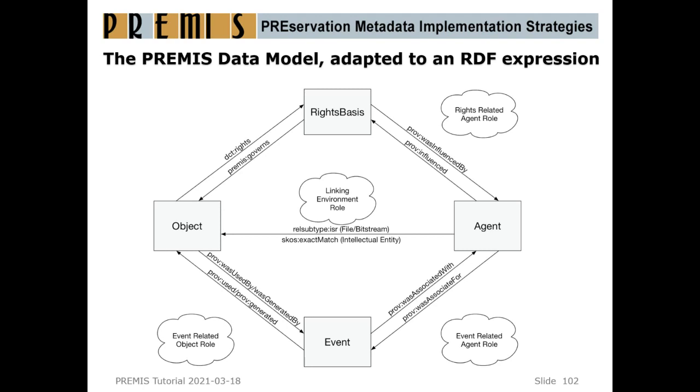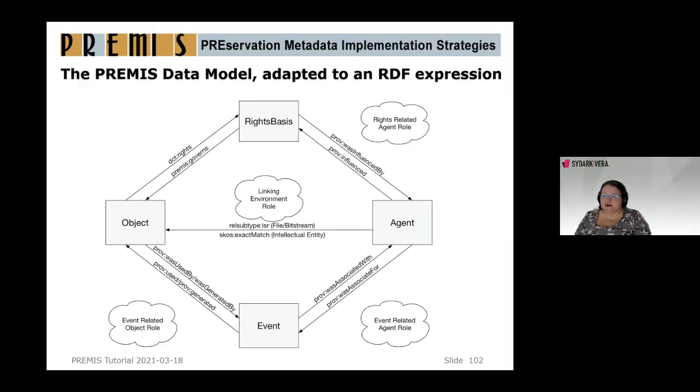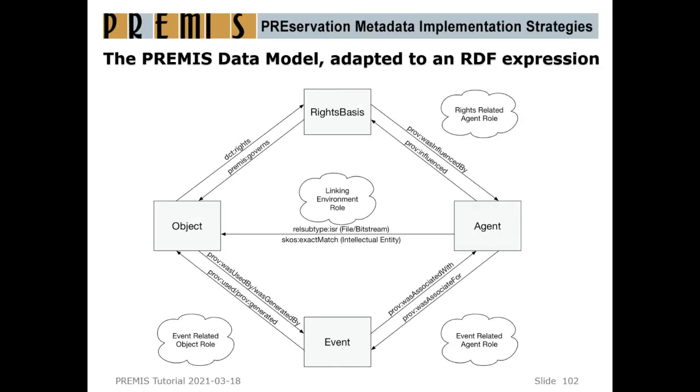When you adapt it to the RDF expression, you see that the prefixes are not PREMIS. And that is because other vocabularies and ontologies have been used, because they already have those elements. You also see between the agent and the object that we are having more relational subtypes, file and bitstream. And for the intellectual entity, it's already defined in SKOS. So that's been reused.